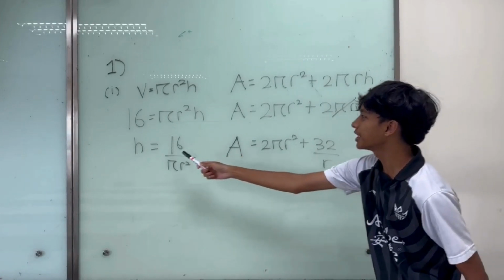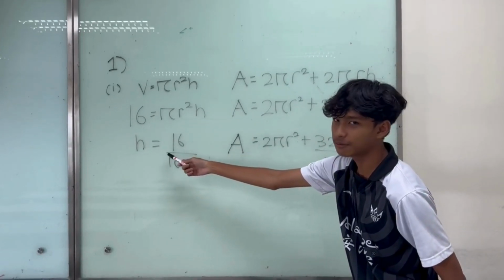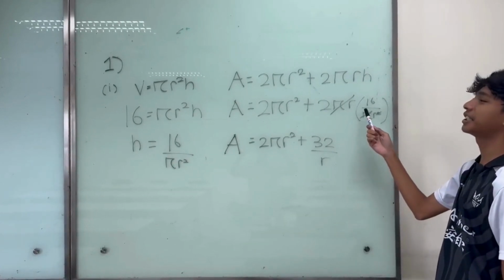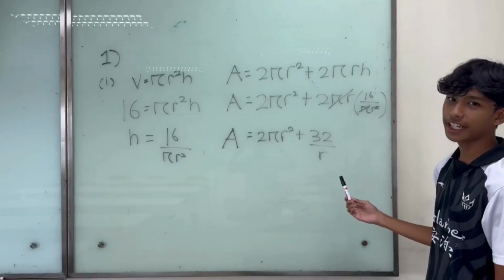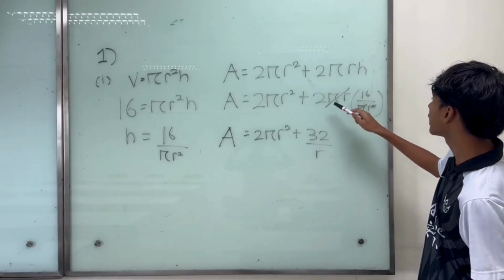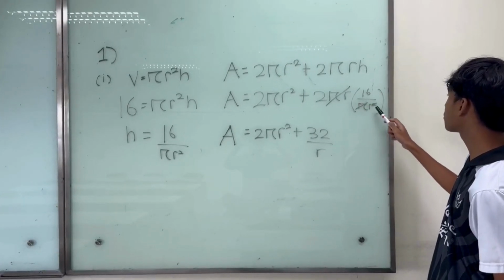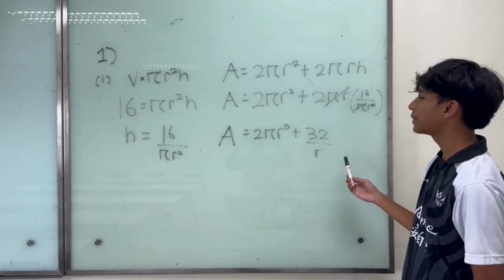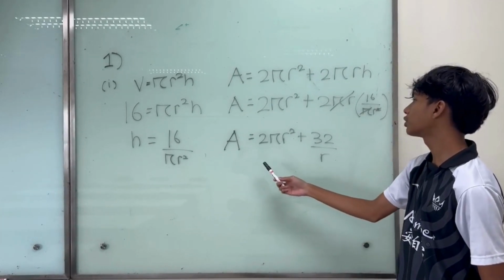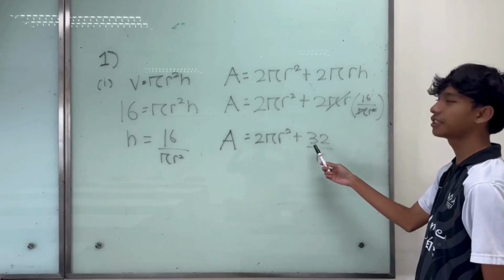Then we put this h that we found before into the surface area equation, which is 16 over pi r squared. And then what can we do? We can cancel out pi r and pi r squared. Then the last equation that has been simplified is A equals 2 pi r squared plus 32 over r.